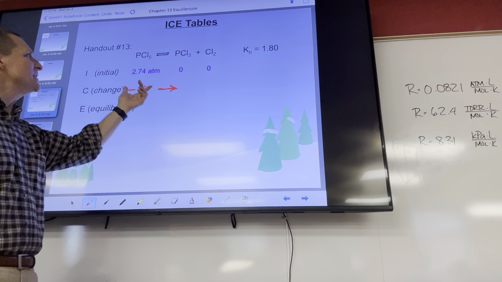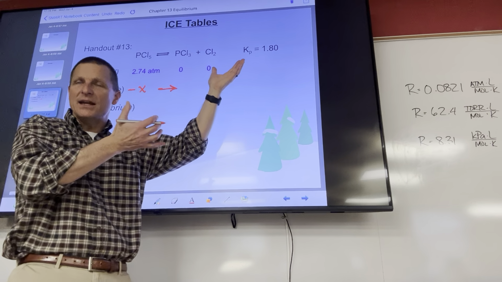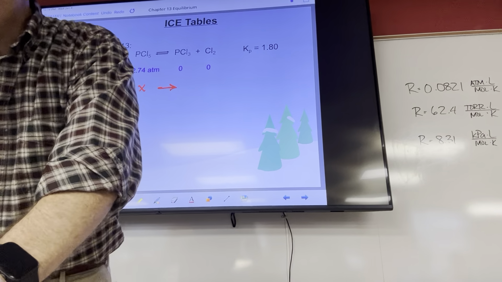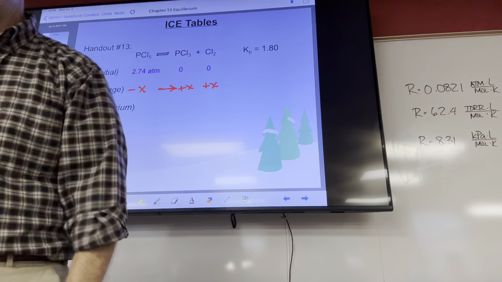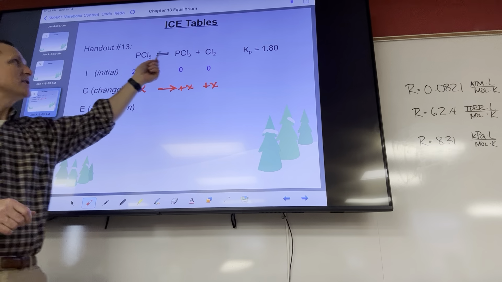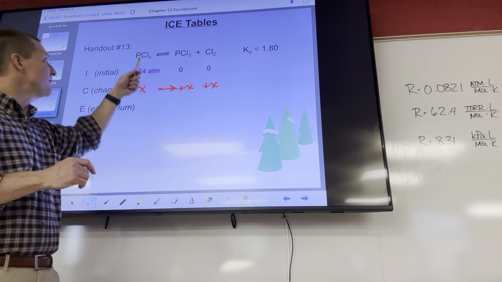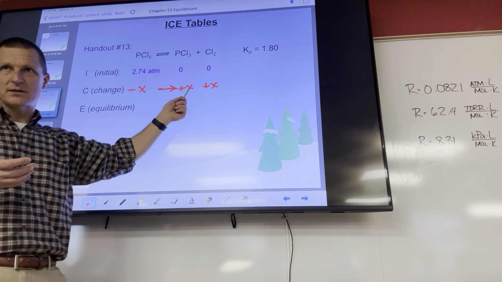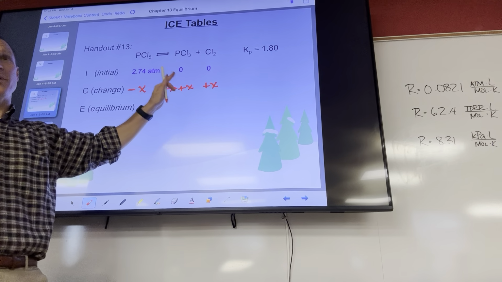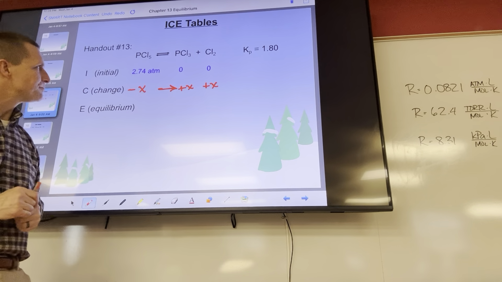And as the PCl5 is getting used up, the products are going to be getting made and increasing their pressure. So over here, the PCl3 is going to go up by X, and the Cl2 will go up by X. Now, all these coefficients are 1s. That does make the problem simple because if I have a 1 to 2 ratio, then if this goes down by X, that would go up by 2X. So we'll see plenty of examples like that. But for now, down by X, up by X.